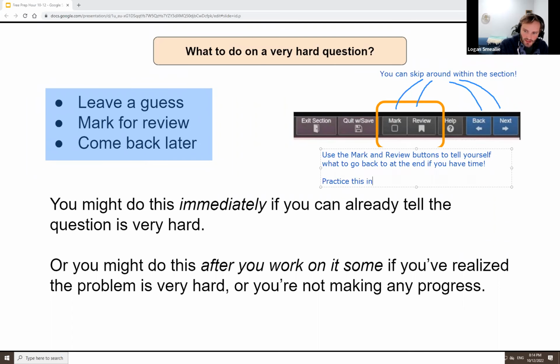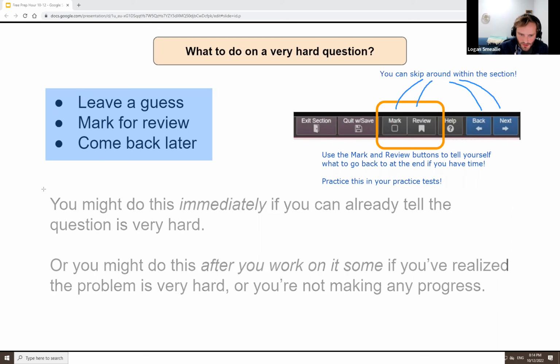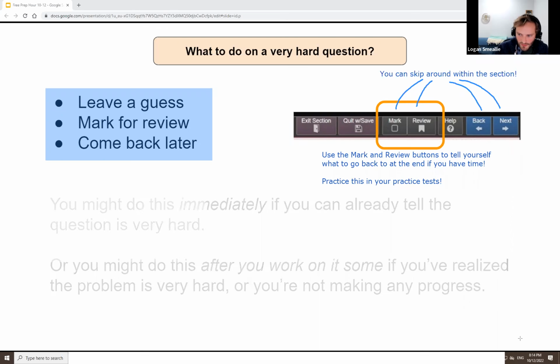Practice this in your practice tests. We're going to come back to this stuff that I've got down here. Let me kind of cover it up here. We'll come back to that stuff. But right now I want to talk about this.